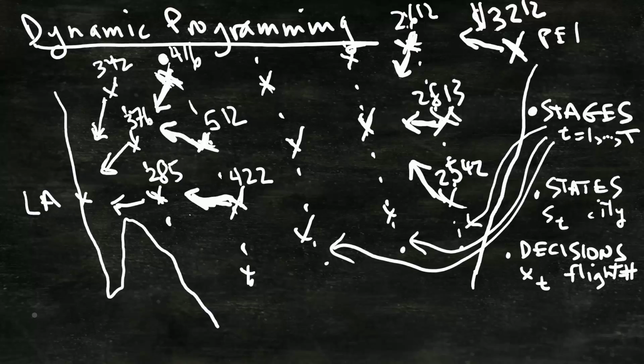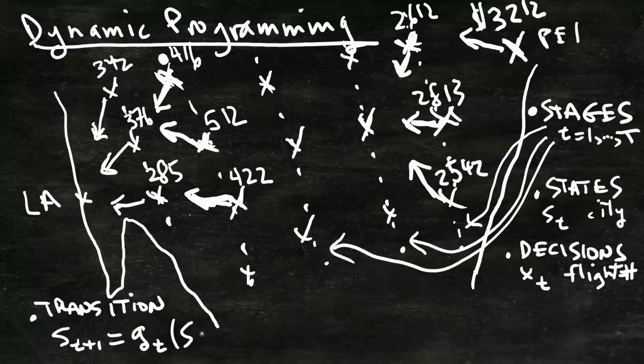Okay, so let's start with one fundamental function, which is the transition. The transition is the function which lets you know what the next state will be, the state that you will arrive at in the next stage, and we'll use the letter G. That transition function can be different for every stage, and it's a function of where you are and what you've decided. So given any decision x_t, given any state s_t, this g_t tells you where you are going to end up next time.